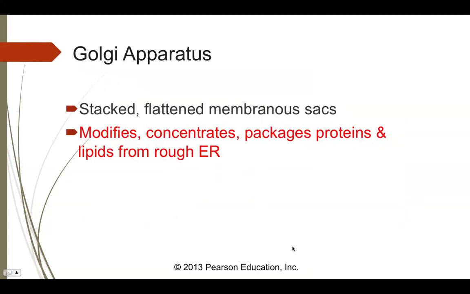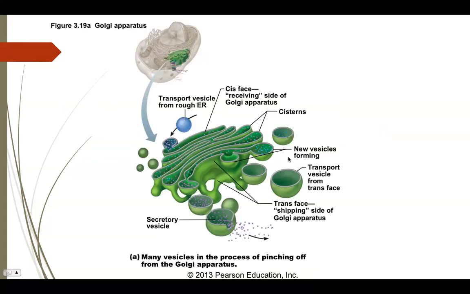The Golgi apparatus is a stacked, flattened, membranous sac structure. So what does it do? It modifies, concentrates, and packages proteins and lipids that it receives from the rough ER. And here's a picture of the Golgi apparatus. There are many vesicles right here, in the process of pinching off.